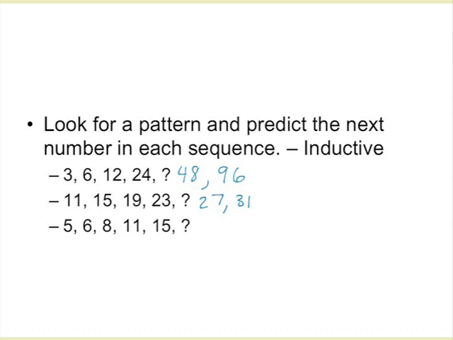To get from 5 to 6 to 8 to 11 to 15, what's happening? We're adding one more each time. So to get from 5 to 6, I add 1. Then I add 2 brings me to 8. Add 3 brings me to 11. Add 4 brings me to 15. So next would be 20. Adding 5 gets me to 20. And then adding 6 gets me to 26. So we're not doing exactly the same thing every time, but there's a pattern to what we are doing.